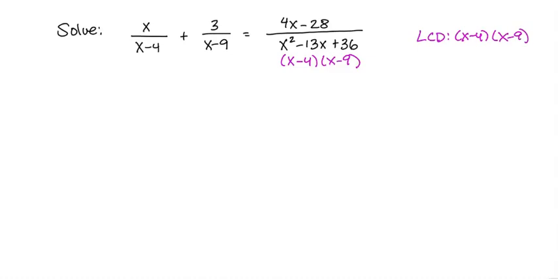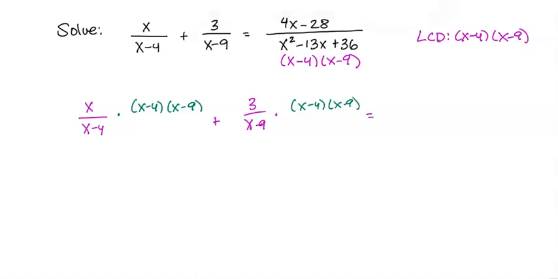So since we're solving an equation, as long as we do the same thing to every single term on both sides of the equation, it won't change our solution. So what we're going to do is multiply each of these three terms by the entire LCD to cancel out the fractions. So I'm going to take the x over x minus 4, and I'm going to multiply times the factors x minus 4 and x minus 9. Then I'm going to do the same thing with 3 over x minus 9. I'm going to multiply by both the x minus 4 and the x minus 9.